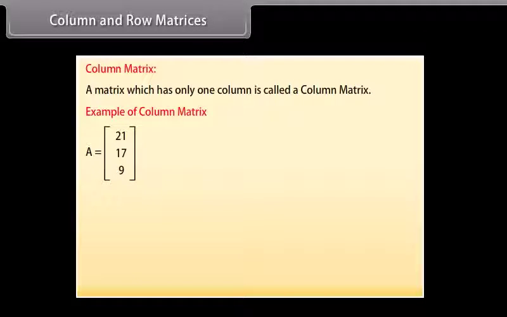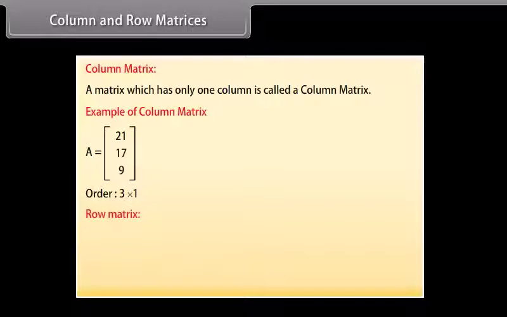Column and row matrices. Column matrix. A matrix which has only one column is called a column matrix. Example of column matrix. A is equal to the column 21, 17, 9. This matrix has 3 rows but only one column, so it is a column matrix. Its order is 3 by 1.